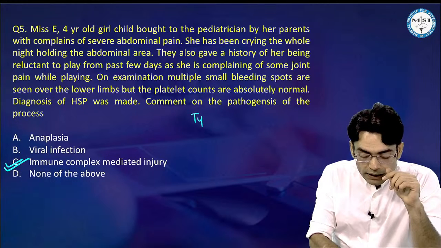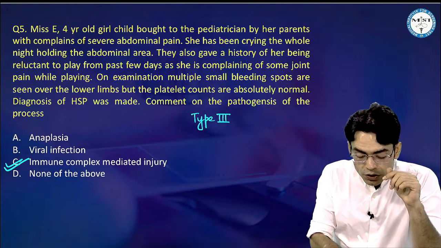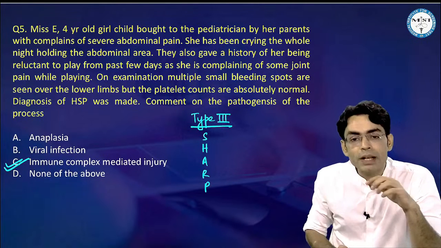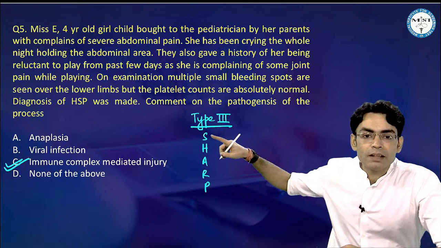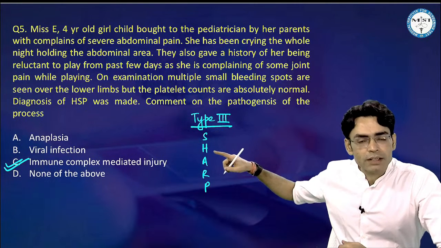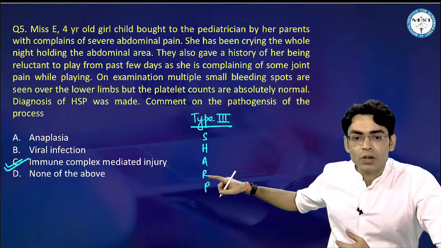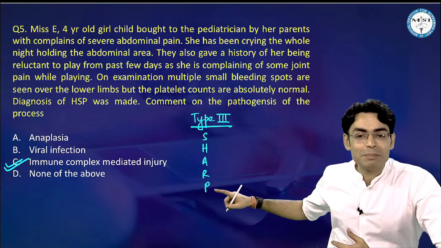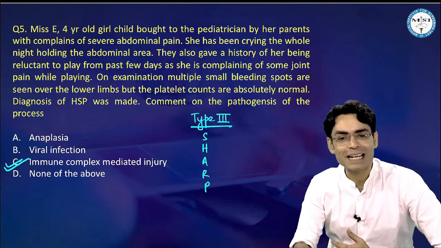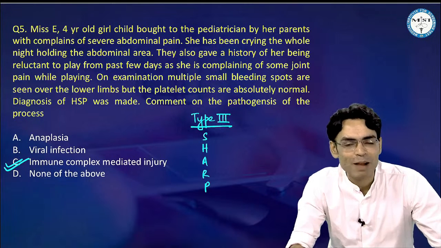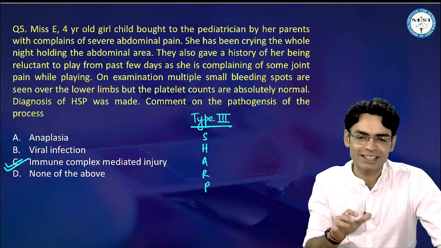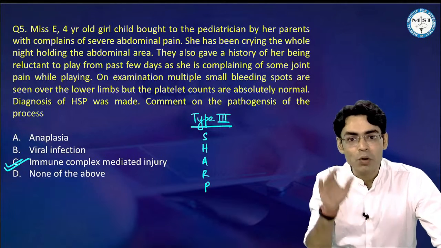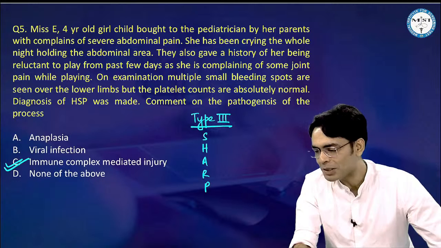When we are talking about a type 3 hypersensitivity reaction, make sure that you know the mnemonic. The mnemonic is SHARP, very widely used, a very common mnemonic which we have learned. S stands for SLE and serum sickness, Henoch-Schönlein, Arthus, reactive arthritis, and PSGN. And we have learned many times that whenever somebody is talking about a glomerulonephritis, whatever the kind, it is most commonly, not always, but most commonly, a type 3 hypersensitivity reaction.